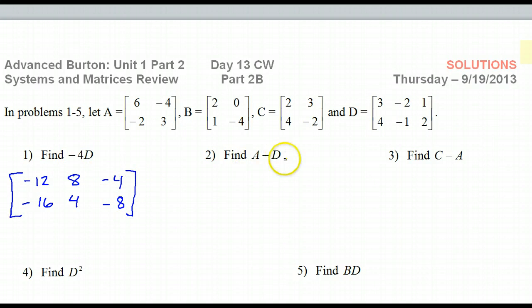Now we have to do A minus D. Normally when you subtract, it's element minus element. But what will we do when we get to these elements over here? There are no elements over here. So hopefully you know that you cannot add or subtract matrices unless they have the exact same dimensions. If this is a 2 by 3, then this has to be a 2 by 3. So this is undefined.